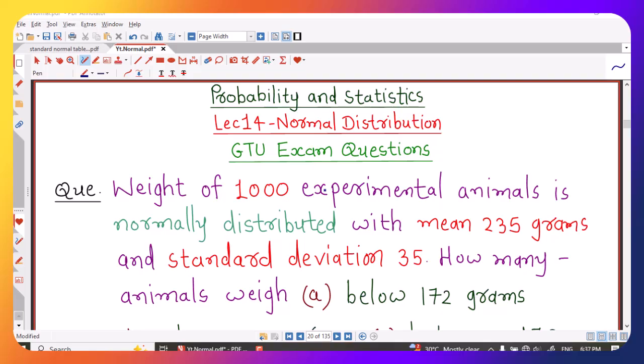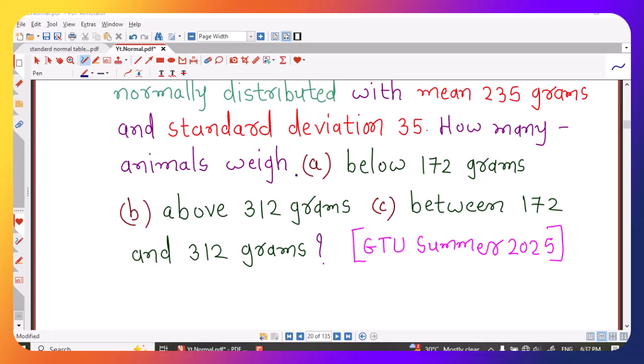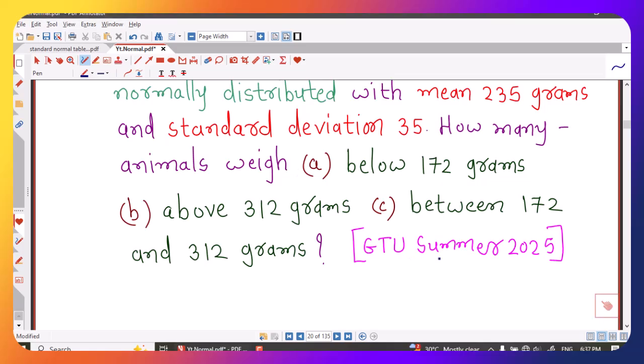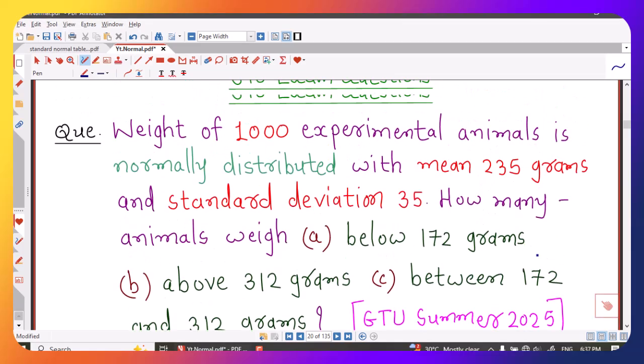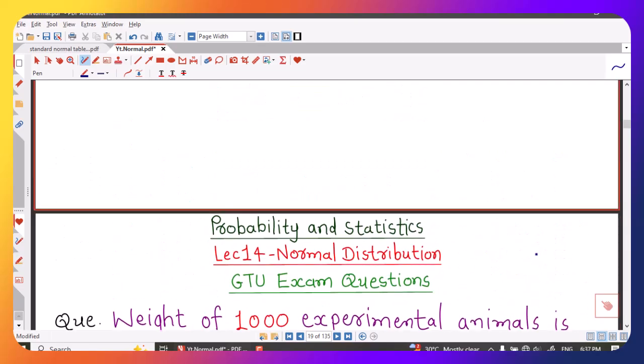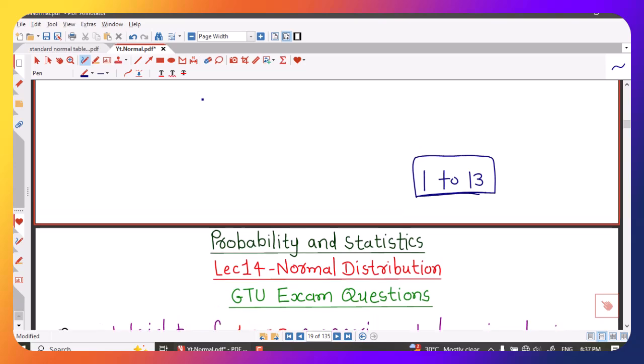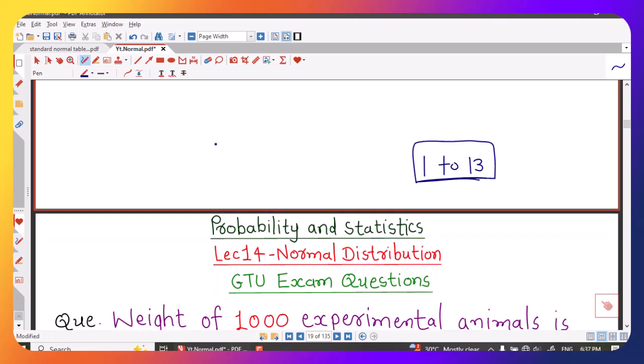In this lecture, we will discuss one question on normal distribution which was asked in GTU Summer 2025 examination. Now we are familiar with normal distribution. We have discussed 13 lectures on normal distribution which you can watch if you have not seen them before going for this lecture, and we are using normal probability tables to calculate probabilities related to normal distribution.